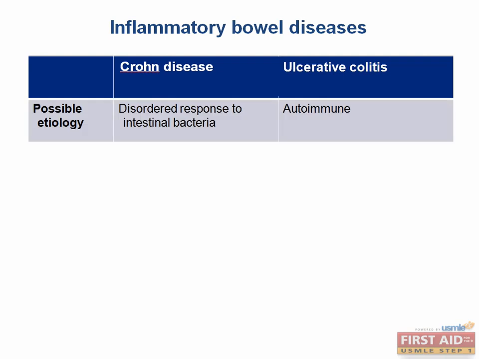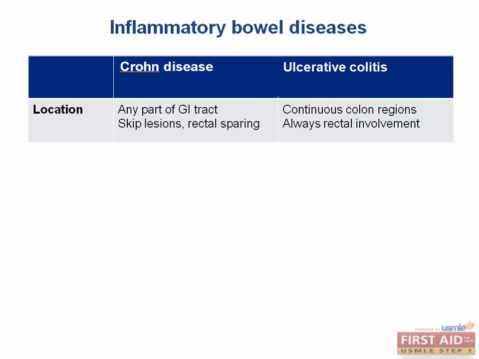In both cases, the etiology is incompletely understood. Crohn's is thought to be related to a disordered response to intestinal bacteria, whereas UC is thought to be an autoimmune disease. Which parts of the GI tract do Crohn's and UC affect?